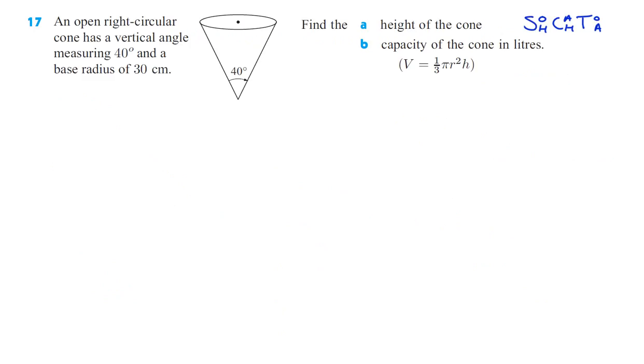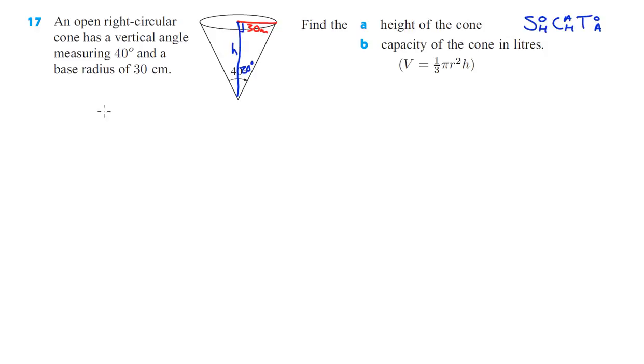Let's try those. Number 17: an open right circular cone has a vertical angle measuring 40 and a base radius of 30. So the radius here is 30 meters. Find the height of the cone, so find out what this h is. If this is a cone, this side is the same as this one, so the 40-degree angle just got cut in half. So this is now 20 degrees, and that is a right angle.